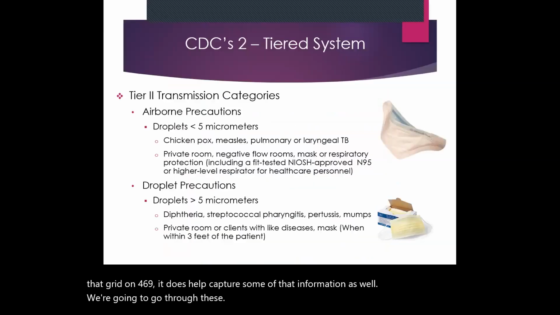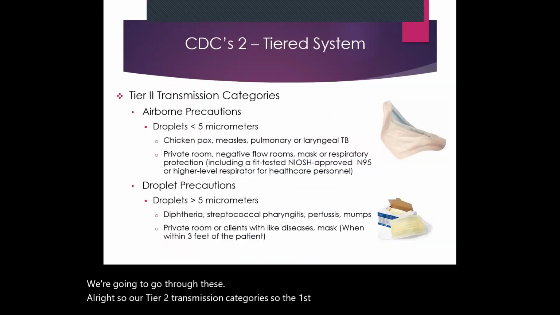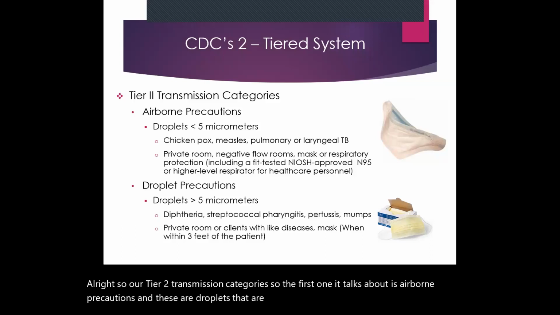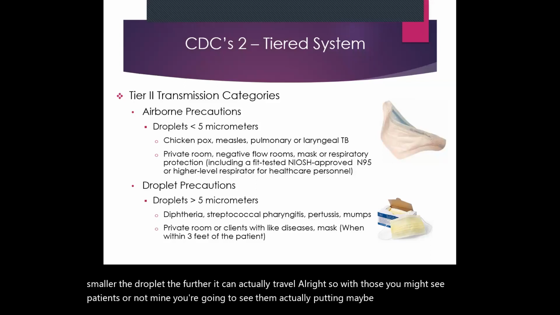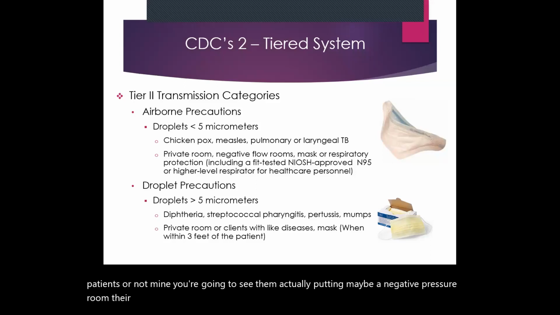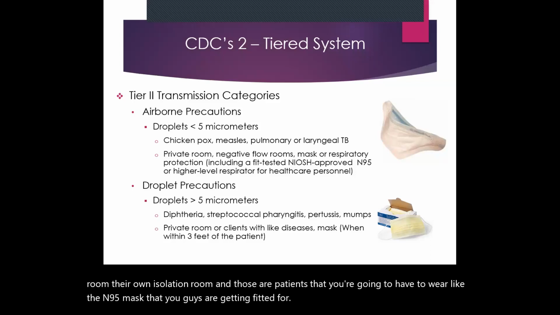All right, so our tier 2 transmission categories. The first one it talks about is airborne precautions. And these are droplets that are less than 5 micrometers, okay? So basically the smaller the droplet, the further it can actually travel. All right, so with those, you're going to see patients put in maybe a negative pressure room, their own isolation room. And those are patients that you're going to have to wear the N95 mask that you guys are getting fitted for. Okay, tiny molecule can travel further.